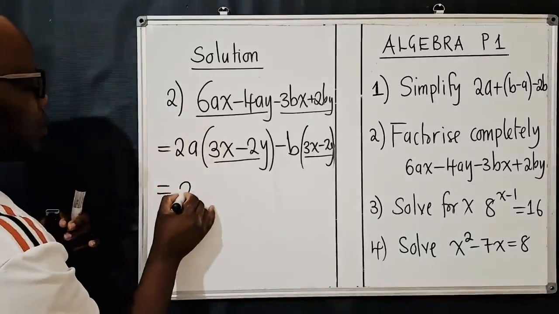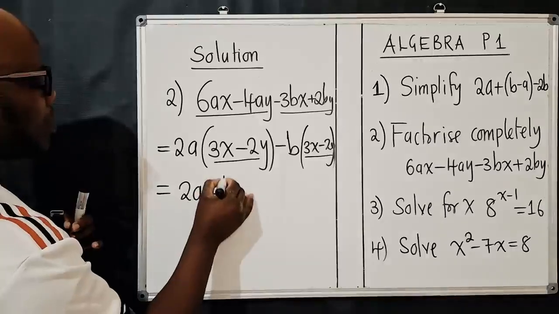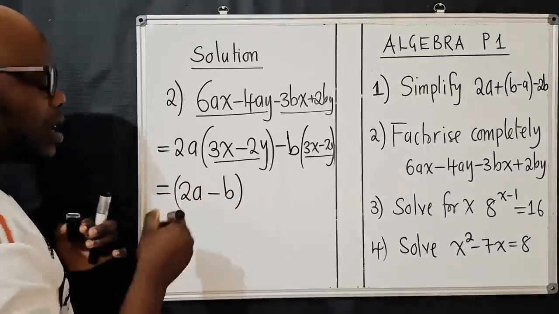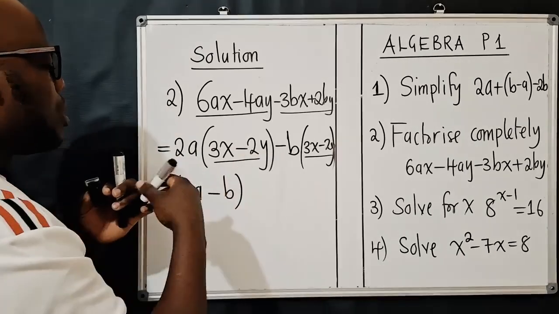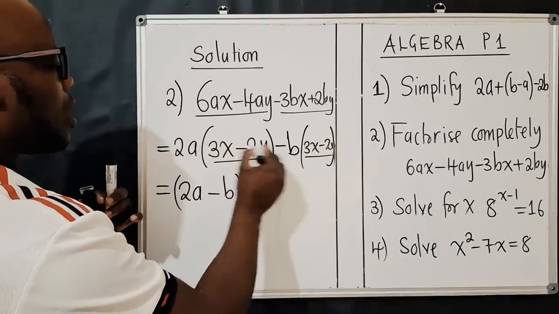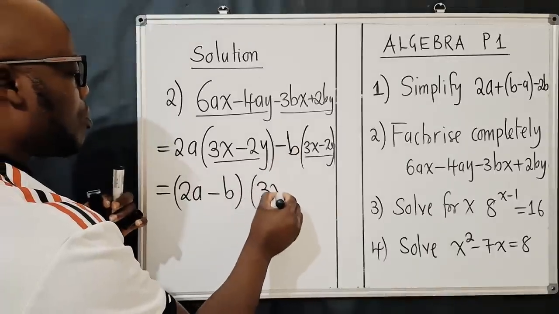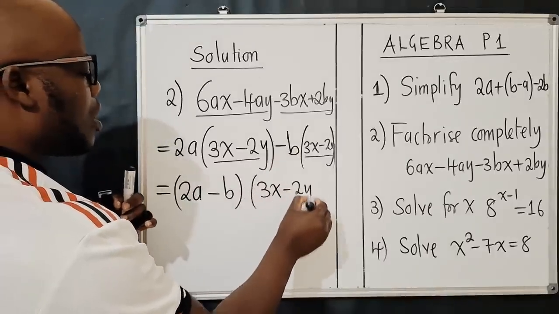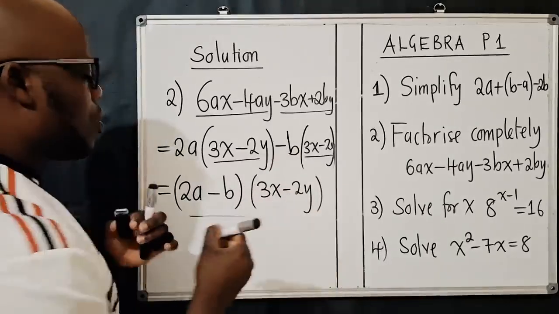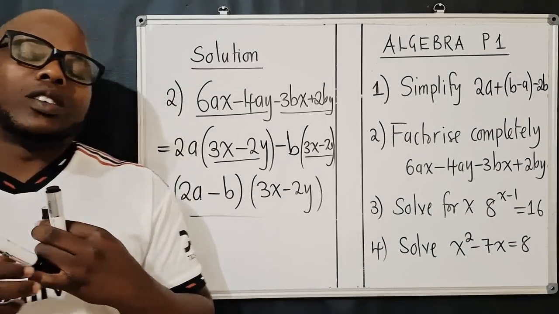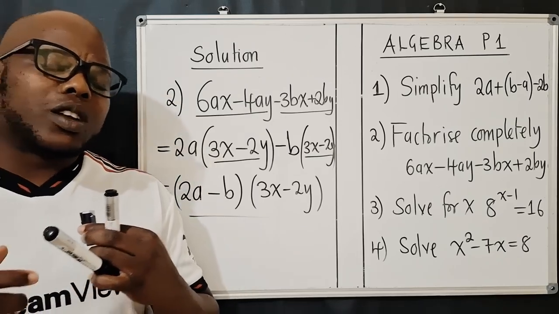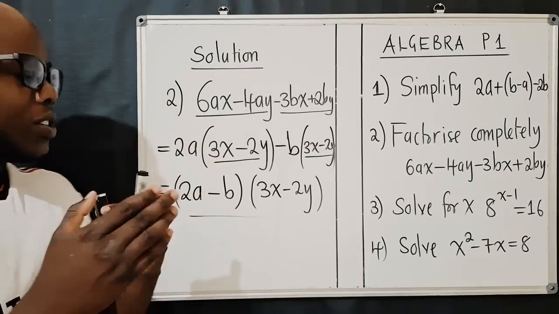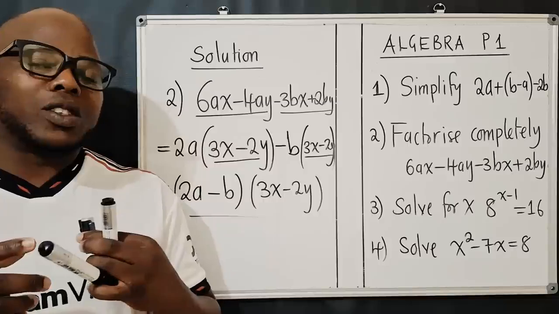So here we can say 2a minus ab. Get what is in front of the brackets, 2a minus b. And then for these, since they are the same, just get one of them. And this is how our answer will look like. So that's it for question 2. Let's go to question 3 and see what we're supposed to do on question 3.